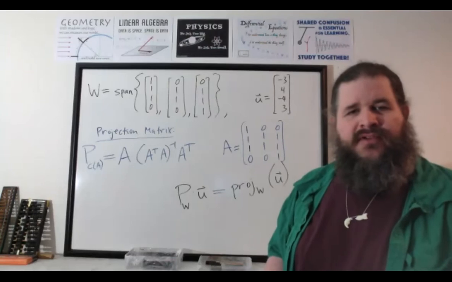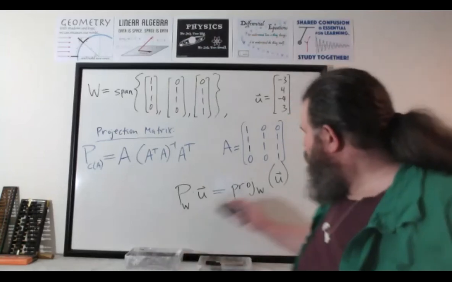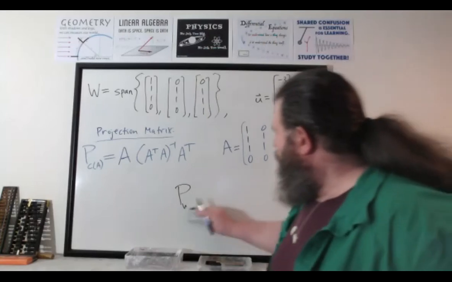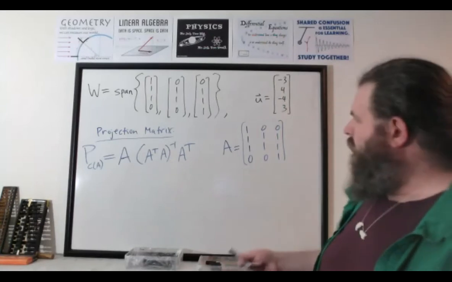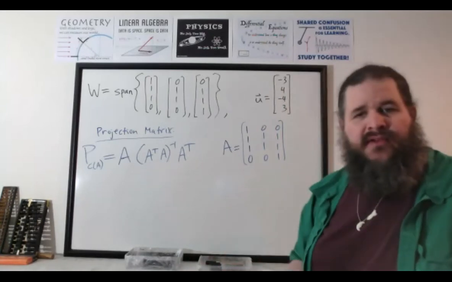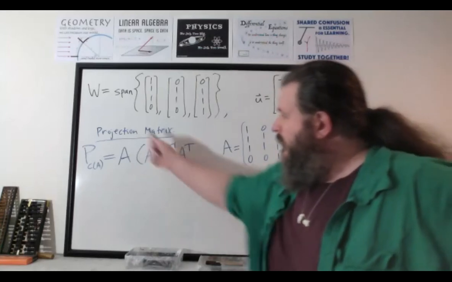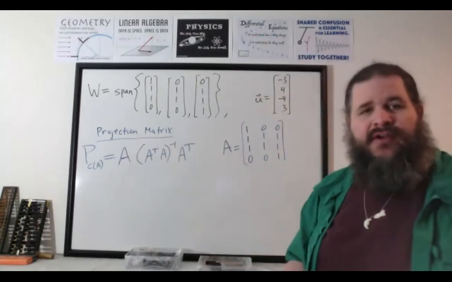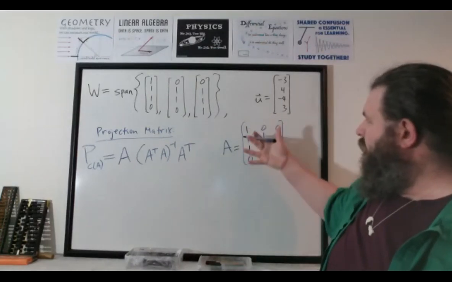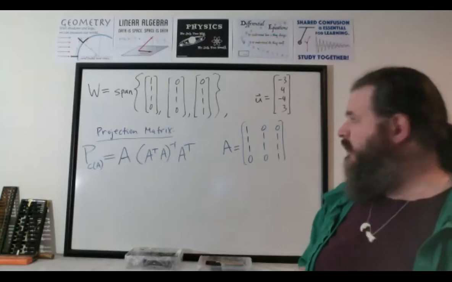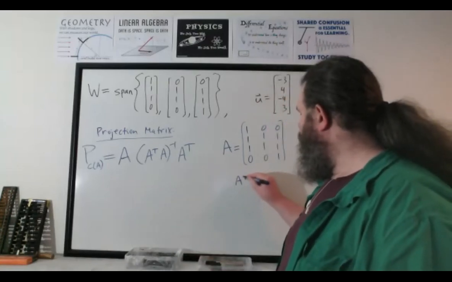Any questions on that procedure so far? Then let's run the calculation. A transpose A, and I would do this first because that's in parentheses. So find A transpose A, invert it, left multiplied by A, right multiplied by A transpose. For A transpose, we just need to flip this over, treat every row as a column and every column as a row.